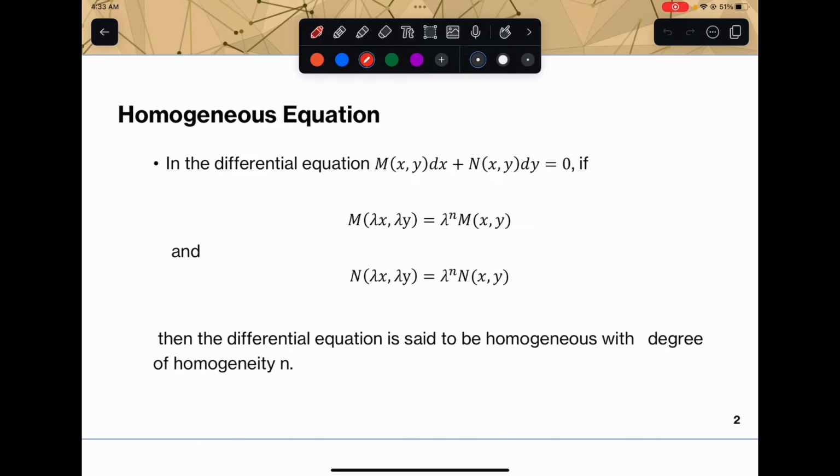Meaning, if we introduce a variable, lambda, and change x to lambda x and y to lambda y, and then we can factor out lambda from the given differential equation, whatever the exponent of lambda is, the given equation is said to be homogeneous. The exponent will correspond to the degree of homogeneity of the given equation.